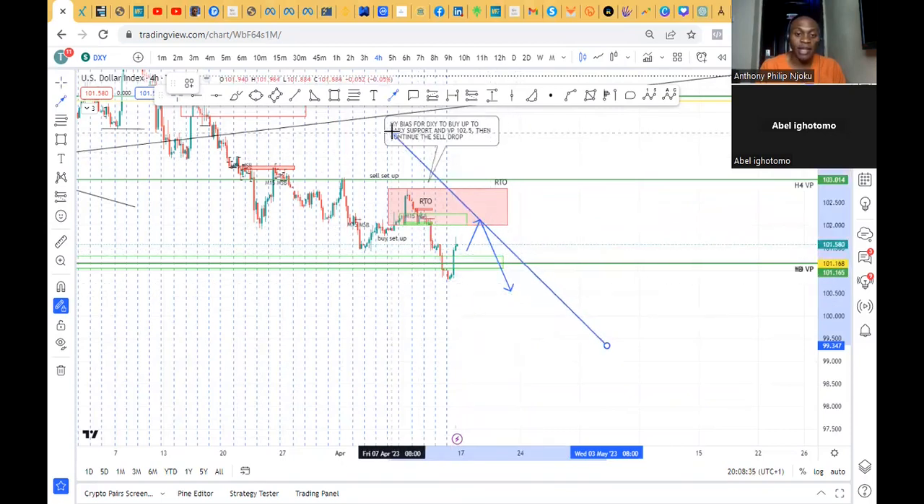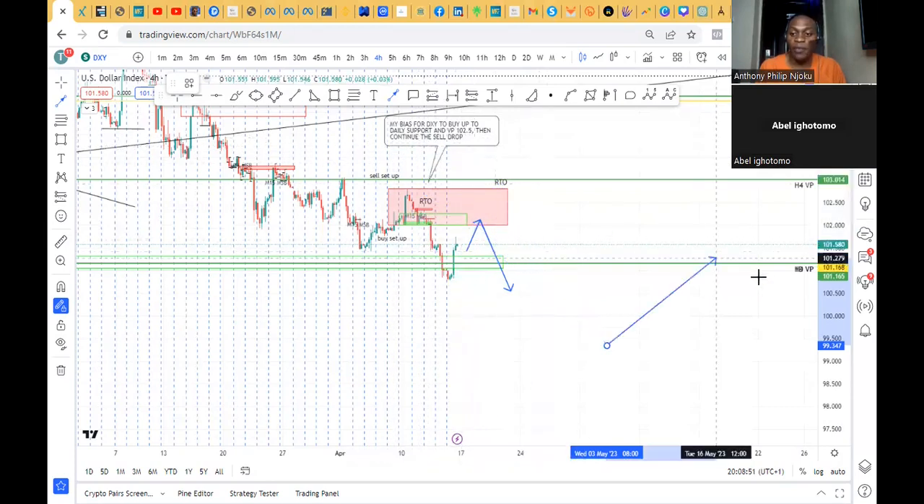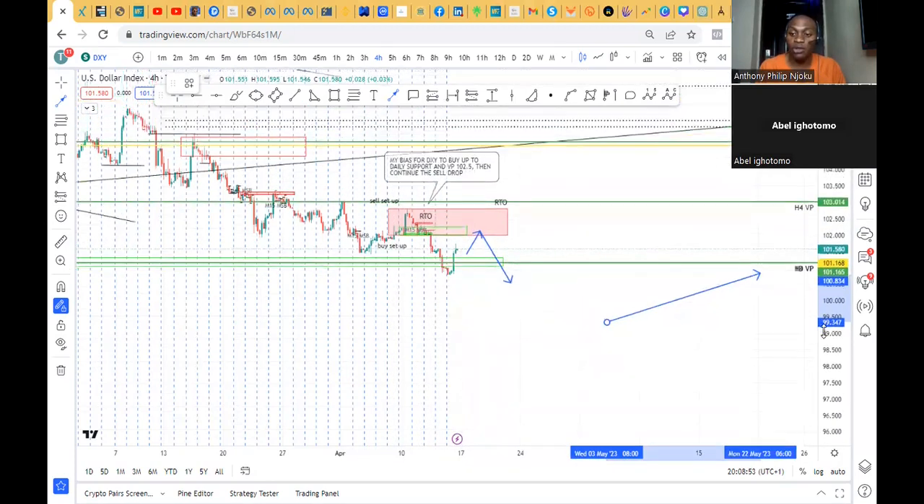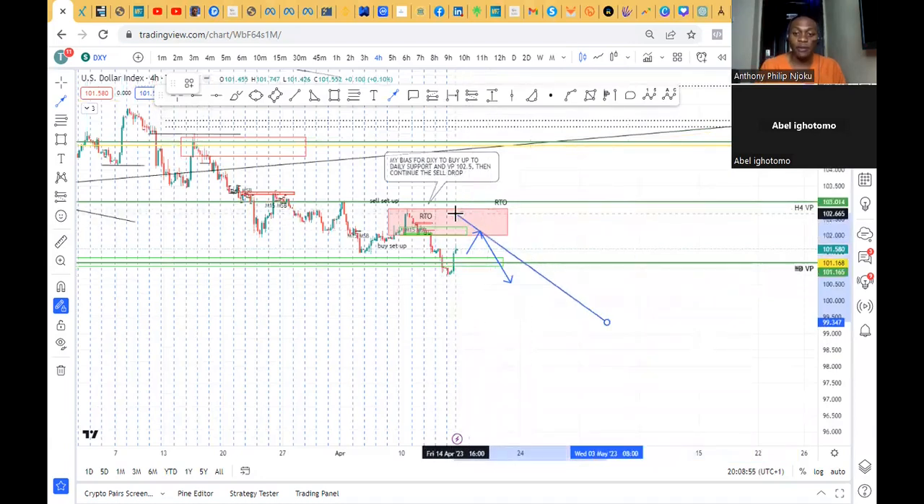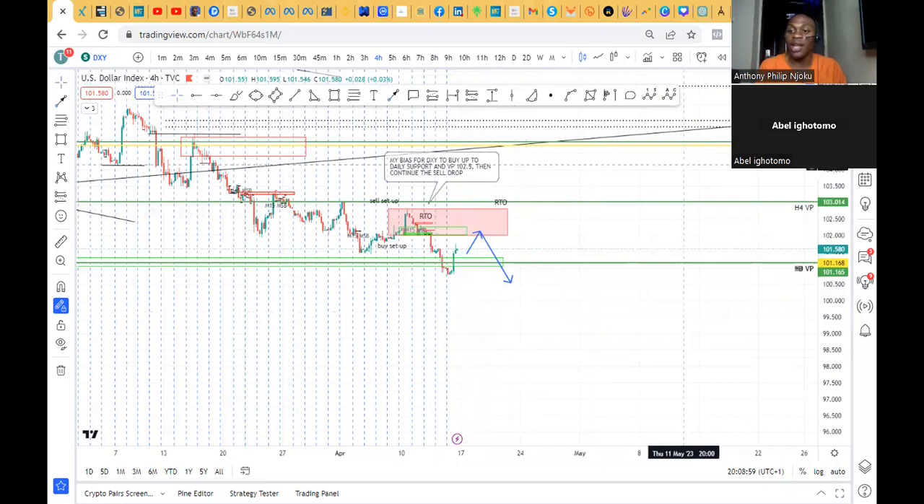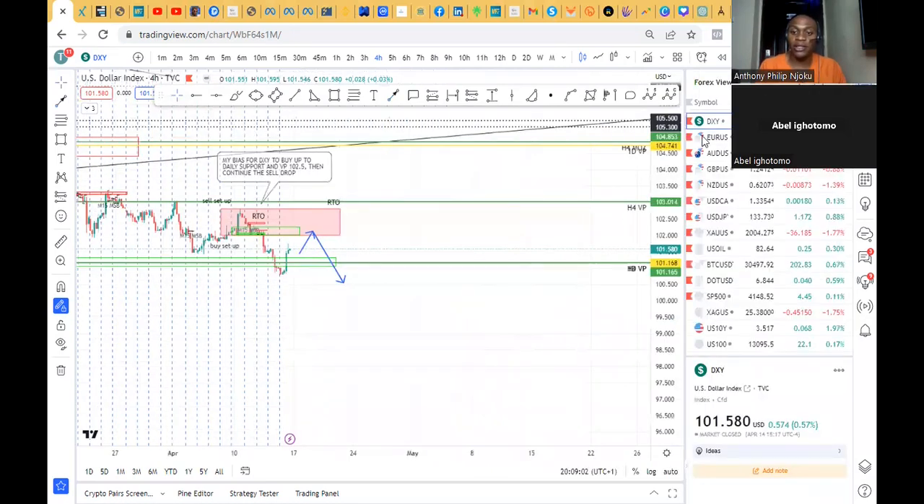As you can see, my bias for DXY is to buy up to the daily support and validation point at 102.5, then continue the sell drop. So I expect DXY to go up to 102.5, and from there we continue the sell drop for DXY. With that said, let's head to the next pair.